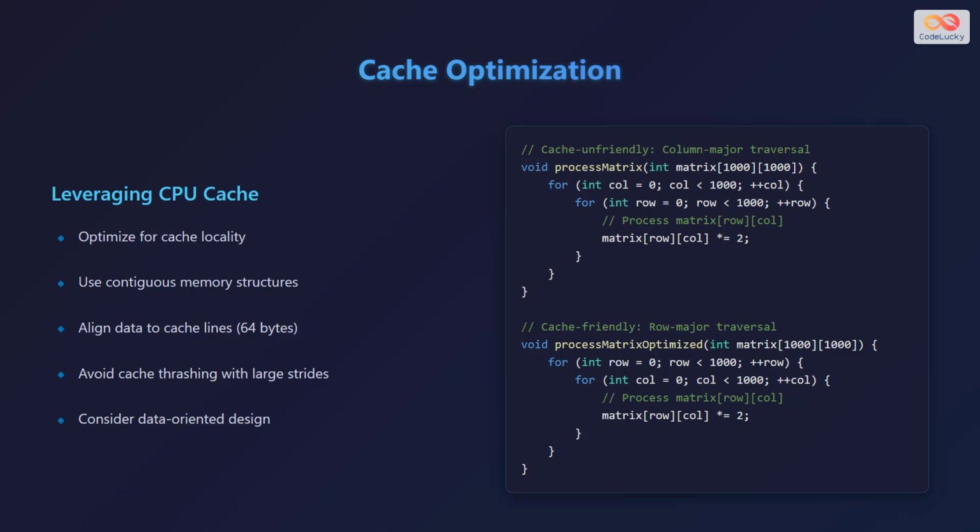Finally, consider data-oriented design. Data-oriented design is a programming paradigm that focuses on organizing data in a way that is efficient for the CPU cache. In the given code, the cache-friendly version iterates through the matrix in row-major order, which maximizes cache hits. The cache-unfriendly version iterates through the matrix in column-major order, which results in more cache misses.